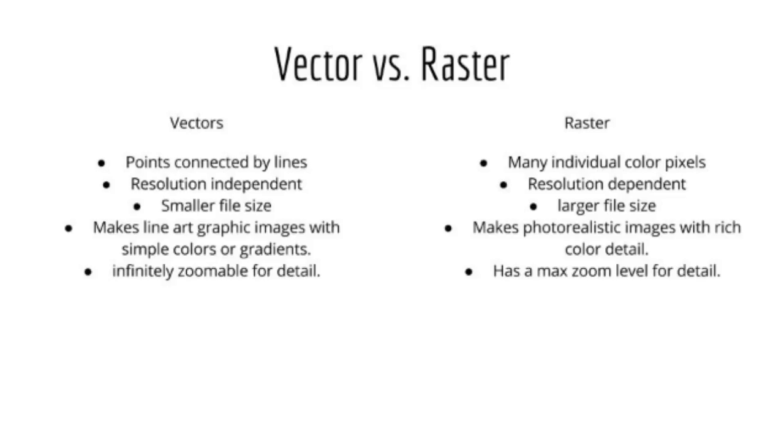The key things we understand about pixel-based graphics, let's look at some of the comparisons, like what makes a vector different than a pixel-based image. So first off, a couple things to know. Vectors are points connected by lines. Raster images are many individual color pixels, right? Like that's the color pixel grid that we talked about.